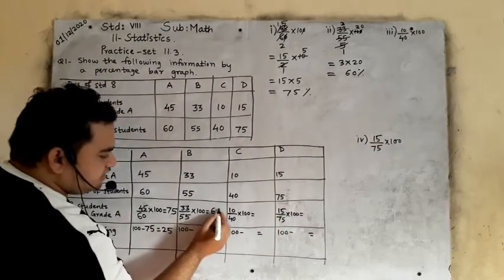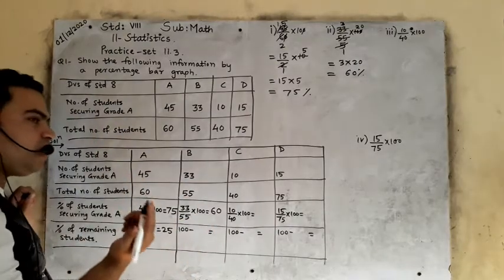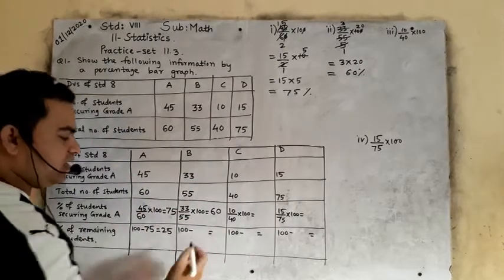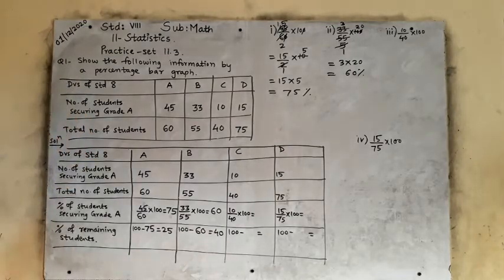So I will write here 60. So 60 percent have secured A grade. It means how much percentage did not secure A grade? 40. 100 minus 60, the answer comes 40.